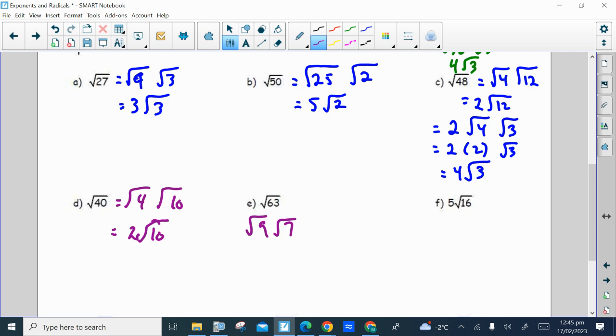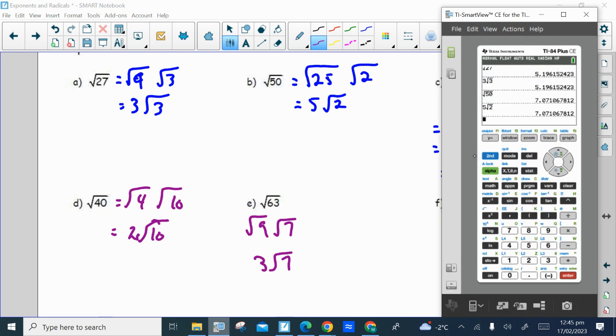And so what's our final answer, Allie? 3 times the root of 7. That's right. That 3 is a coefficient. It's not an index. Okay. And again, you can always check these. The root of 63 is that decimal. That's the same as 3 times the root of 7. Same decimal, which tells us that our answer is equivalent to what we started with.